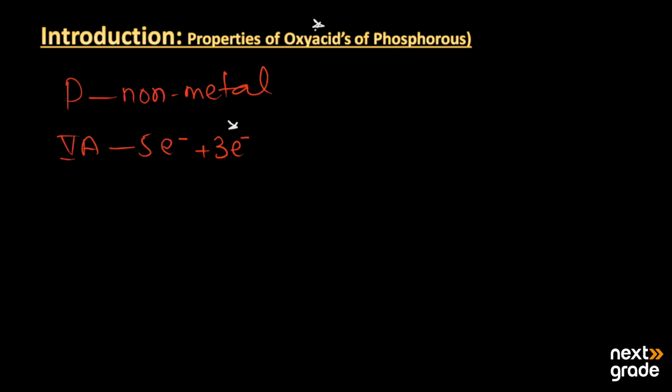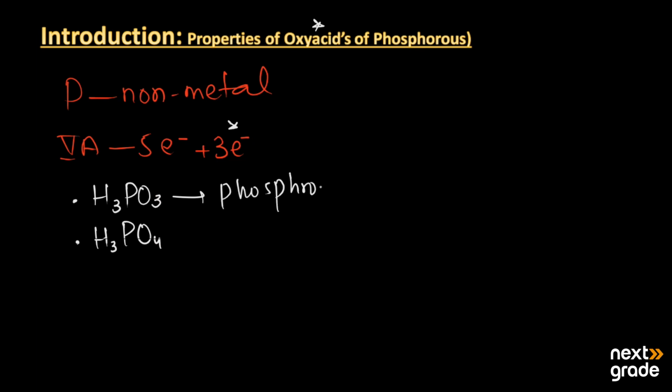Now here we are talking about its oxyacids. Phosphorus can make two types of oxyacids. Number one is H3PO3, which is phosphorus acid, and the second is orthophosphoric acid, which is H3PO4. So this is the phosphorus acid, and this is known as the orthophosphoric acid. Now here we will discuss their properties.